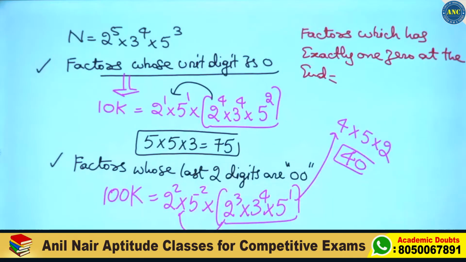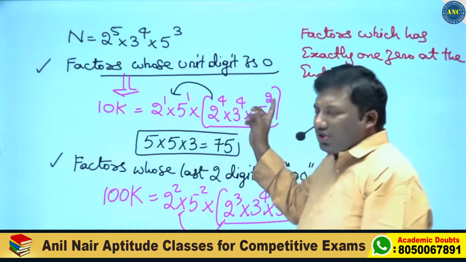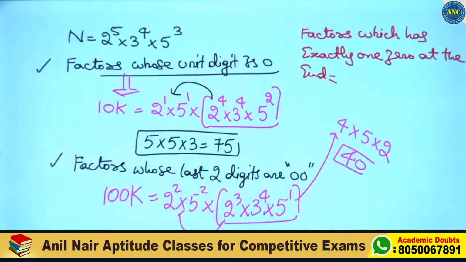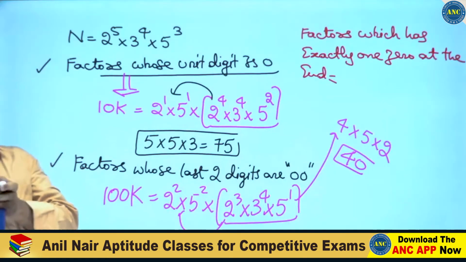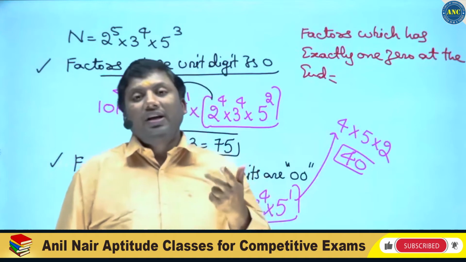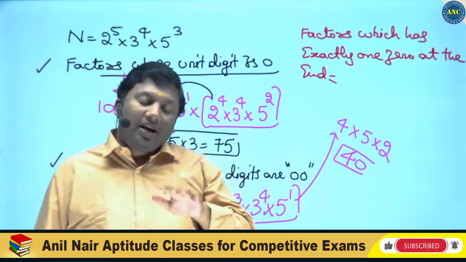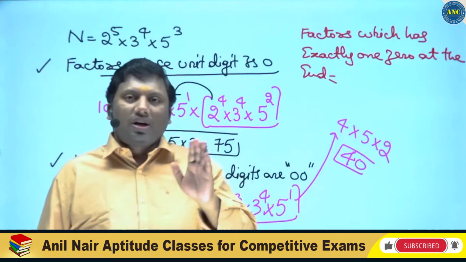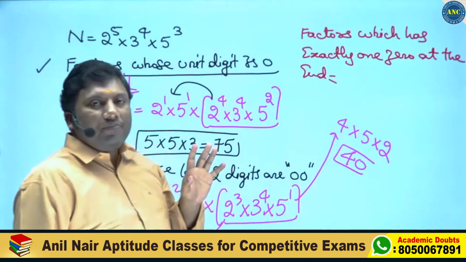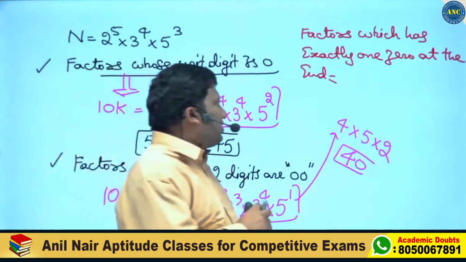What is the difference between this question and the previous question? Please think and tell me. Factors whose unit digit is 0: it can be 10, it can be 20, it can be 30, it can be 100, it can be 200, it can be 1000 and so on. But I want exactly one 0.